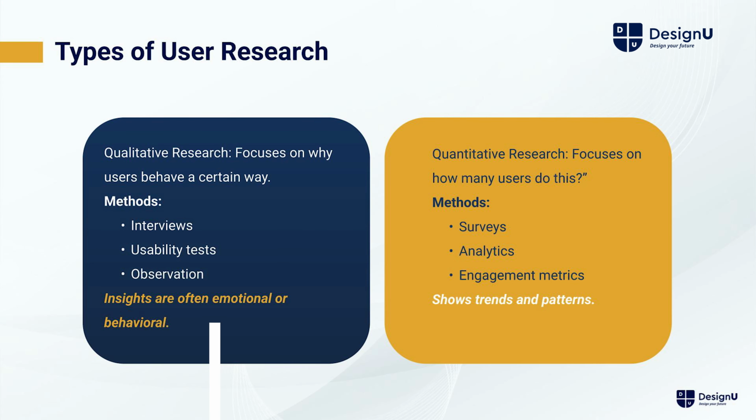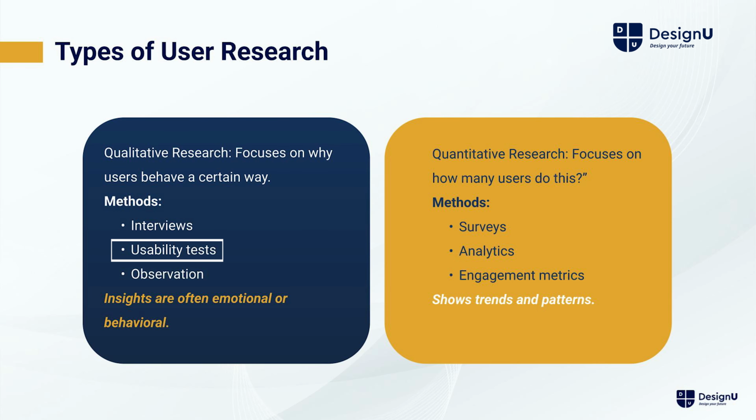So what are the types of user research? Qualitative research, which focuses on why users behave a certain way. And we have quantitative research, which focuses on how many users actually do these things. So I'll start with qualitative research.